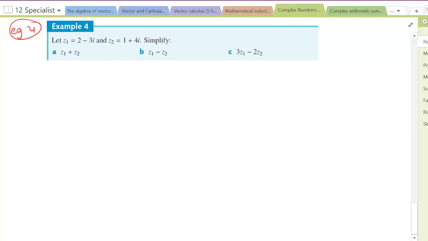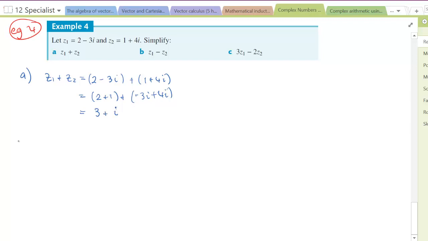Okay, so when we look at this next example, we've got z1 is 2 - 3i, and z2 is 1 + 4i. Now part A is simply saying, what's the sum of z1 and z2? So that means we have 2 - 3i, and we're adding on 1 + 4i. So we're looking to equate real with real and imaginary with imaginary. So in the real section, we've got 2 + 1, and in the imaginary, we've got -3i + 4i. So we end up with 3, and -3 + 4 is 1, so + i.